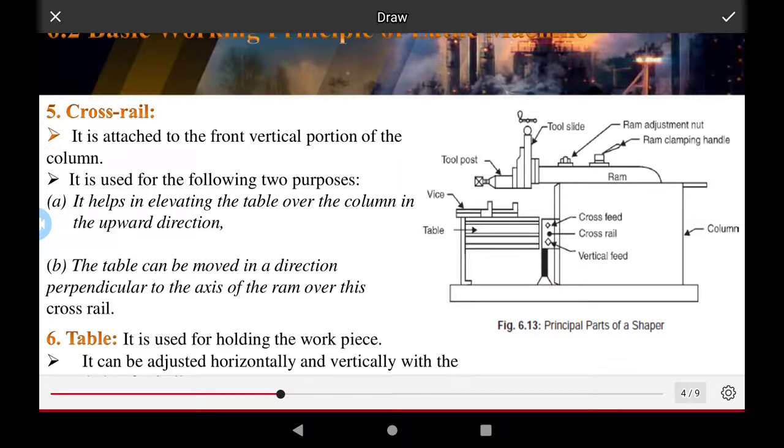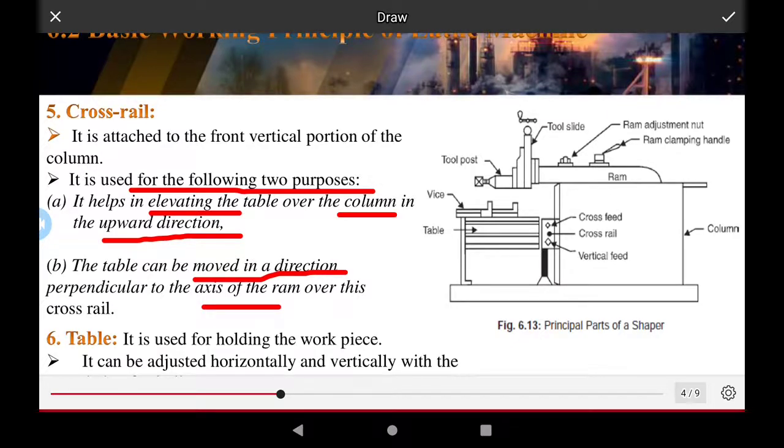The cross slide is the portion that serves two purposes: it helps in elevating the table over the column in the upward direction, and the table can be moved in the direction perpendicular to the axis over the cross slide.